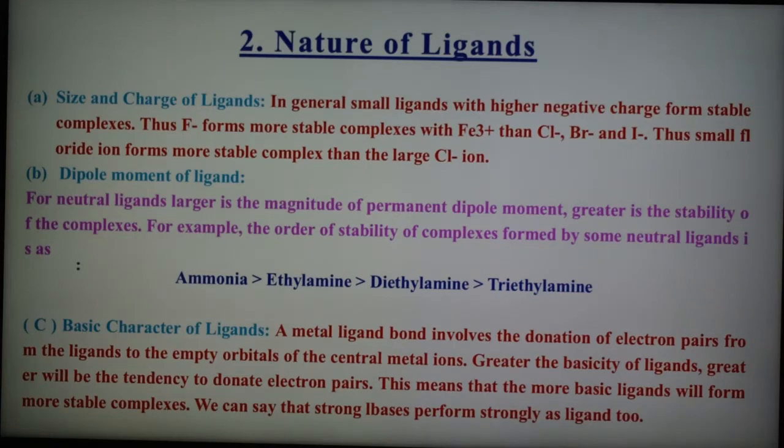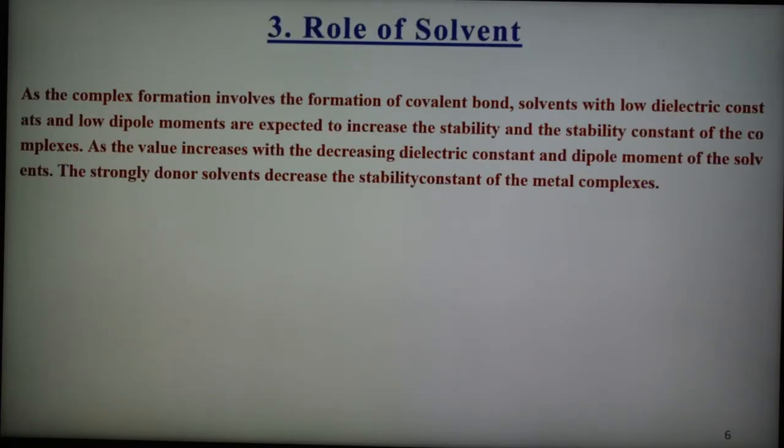The third important factor is the role of the solvent. Sometimes the solvent also affects the stability, and as complex formation involves the formation of a covalent bond, solvents with low dielectric constant and low dipole moment are expected to increase the stability and the stability constant of the complex. Therefore, the stability constant value increases with decreasing dielectric constant and dipole moment of the solvent, and we can say that a strongly donor solvent decreases the stability constant of metal complexes. So the role of solvent is also very important in the formation and stability of the complex.